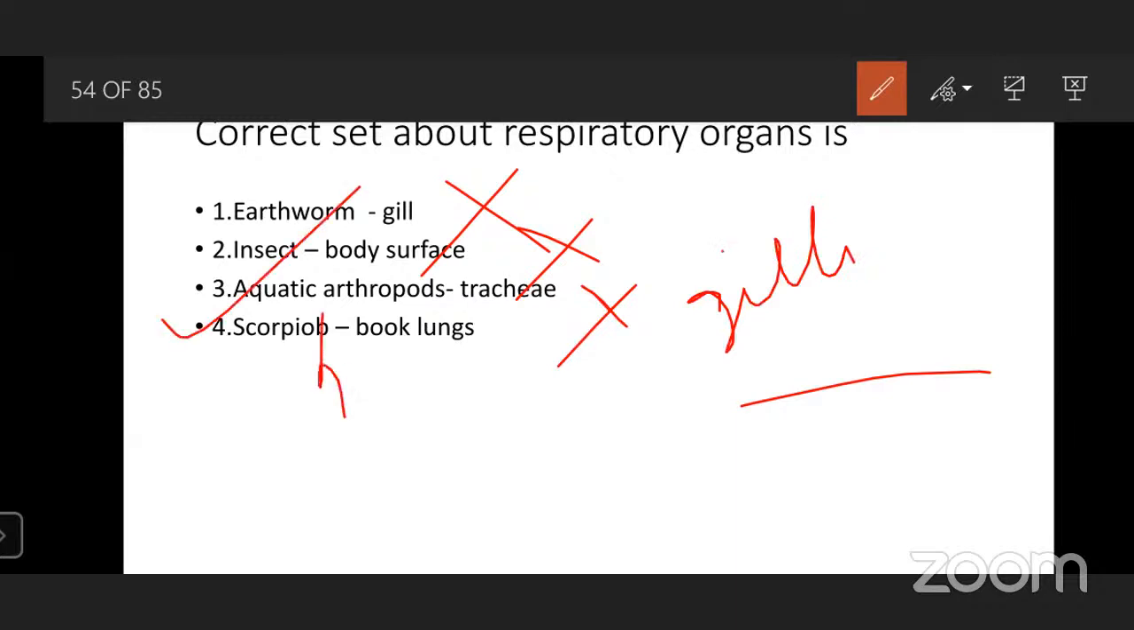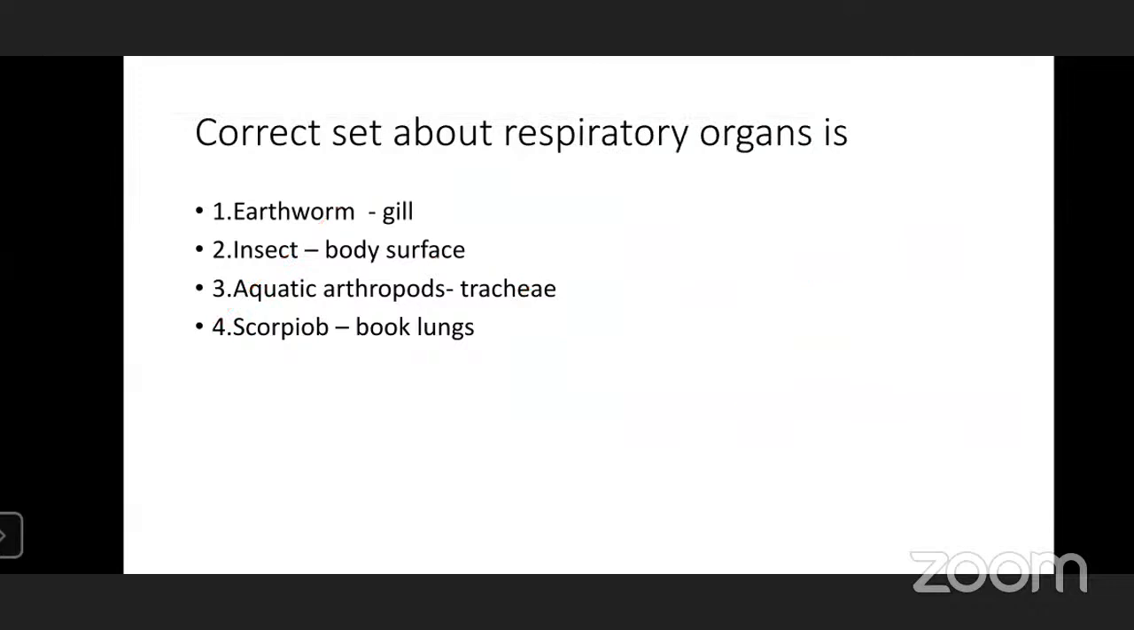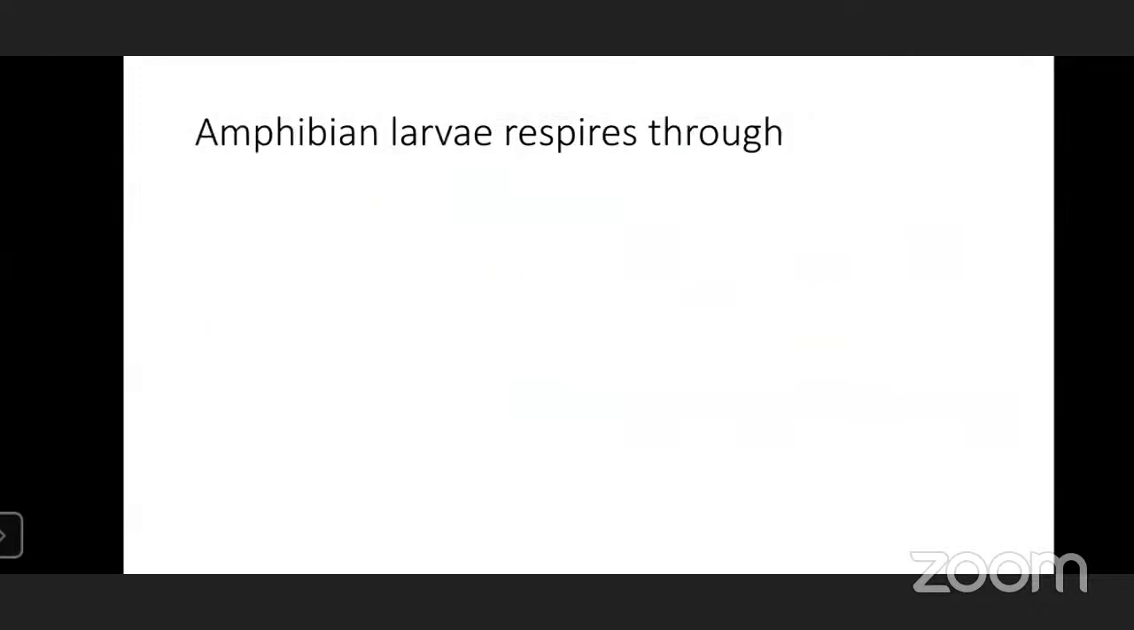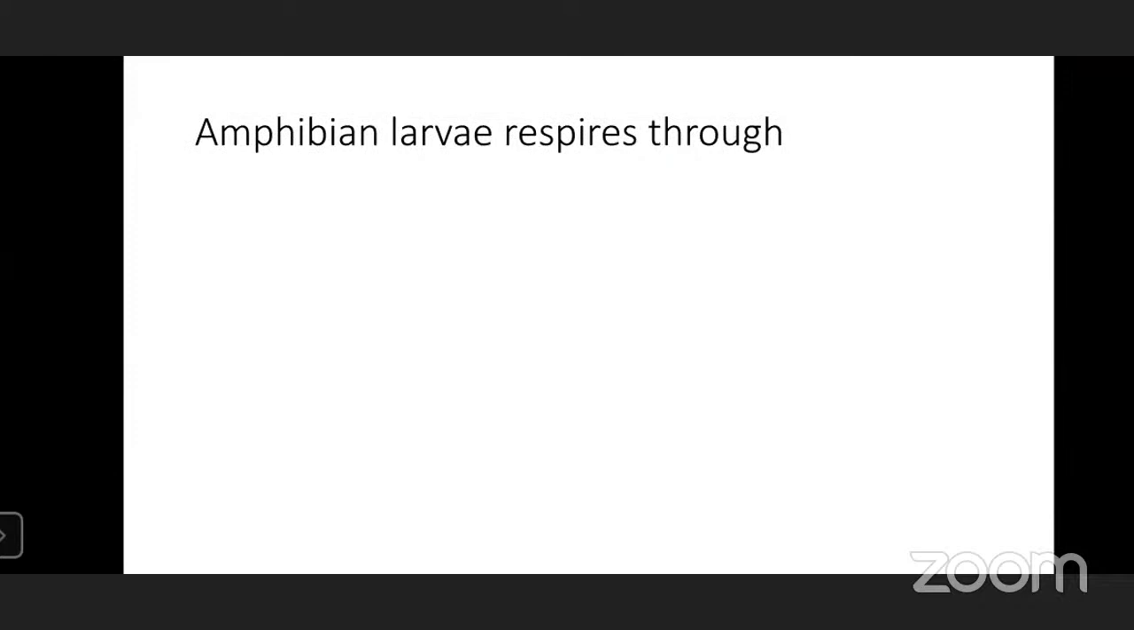Scorpion and book lungs, so that is the correct statement. In the Scorpio, the type of respiratory organ seen is book lungs. The correct answer is Scorpio, book lungs. Next question. Amphibian larvae respires through. First is gills, second one is lungs, third one is skin, and fourth one is tracheae.